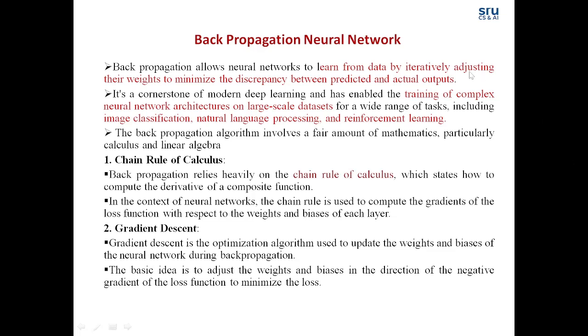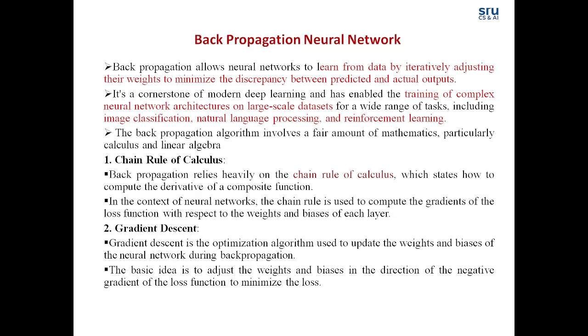First we will take backpropagation neural networks. In these, neural networks learn from data by iteratively adjusting their weights to minimize the error between the output value and the predicted value. It is the foundation of modern deep learning, and it enables training of complex neural network architectures on large scale datasets. It includes natural language processing, reinforcement learning, and image classification.